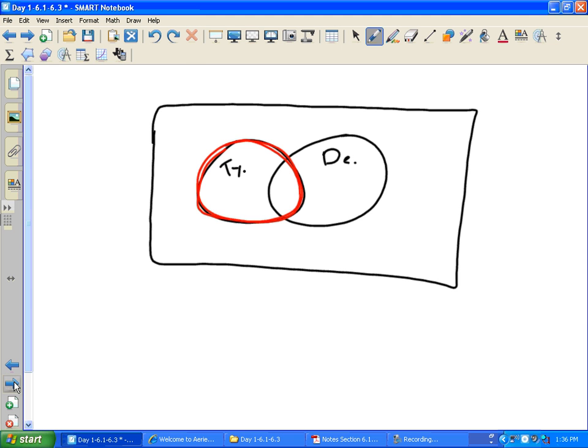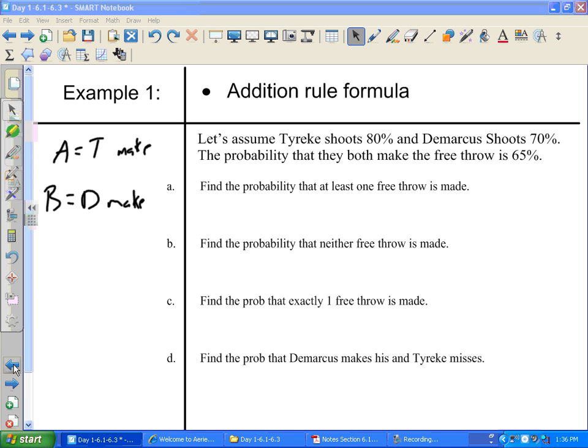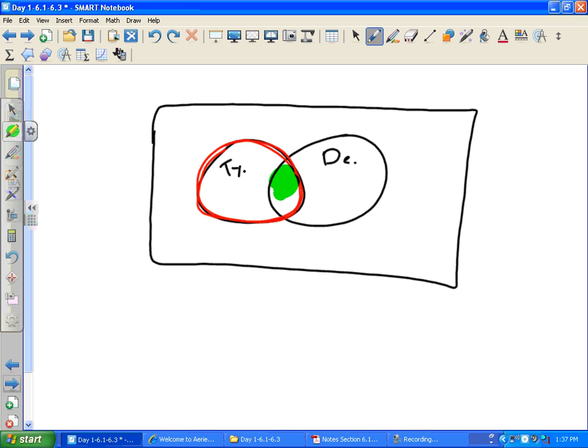Great. Here's what we need to work with, though. We know that the probability that they both make a free throw is 65%. So really, the probability that they both do it, which is right in here, is what? 65%. I'm going to write it as a decimal because we're going to start working mathematically with our calculator. So is it okay if I write 0.65 for 65%? Okay. So 0.65 is going to go right in there. We agreed that that's the probability that they both make a free throw.